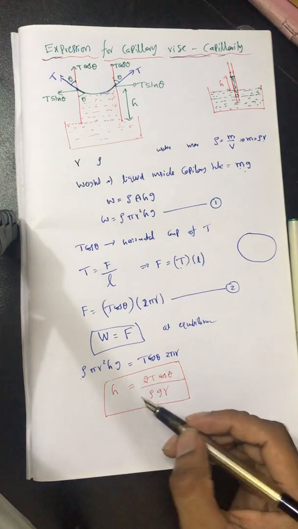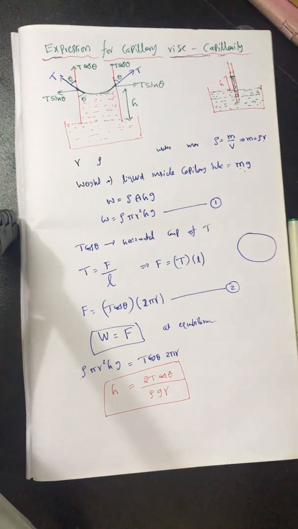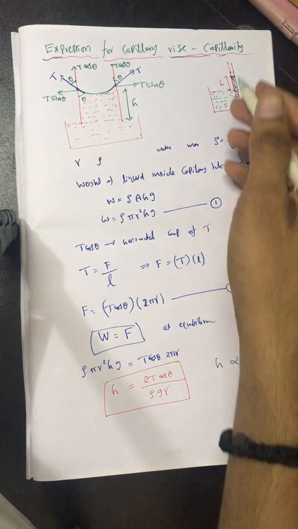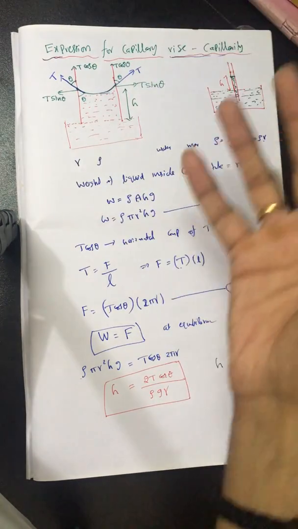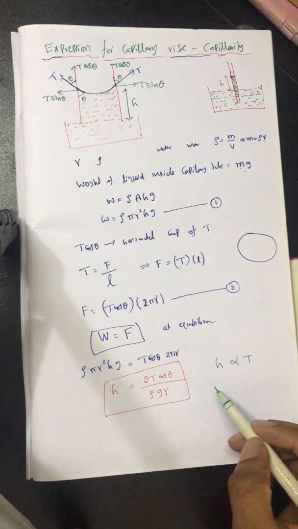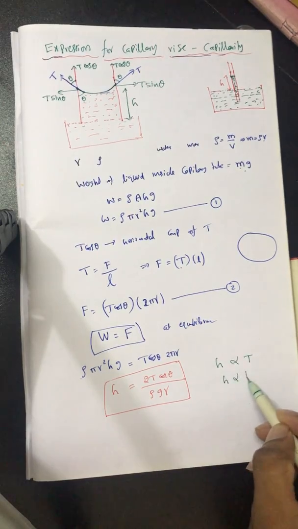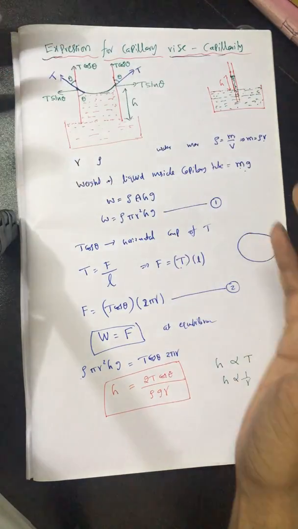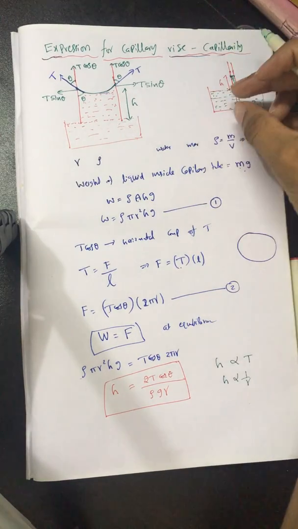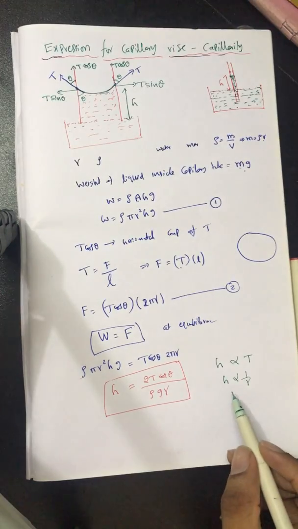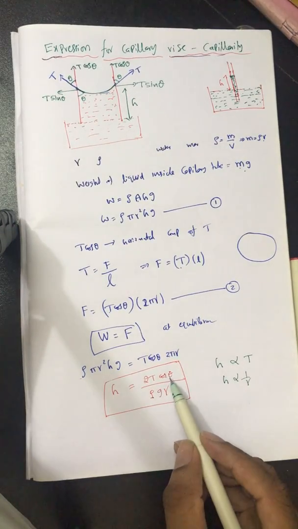So we got to know that this height h depends on the surface tension. If the surface tension of the liquid is more, obviously the height or rise of the liquid relative to the surface is more, and it is inversely proportional to the radius. If you take a capillary tube of greater radius, the height from the surface is obviously less, and it depends on the density as well as theta.